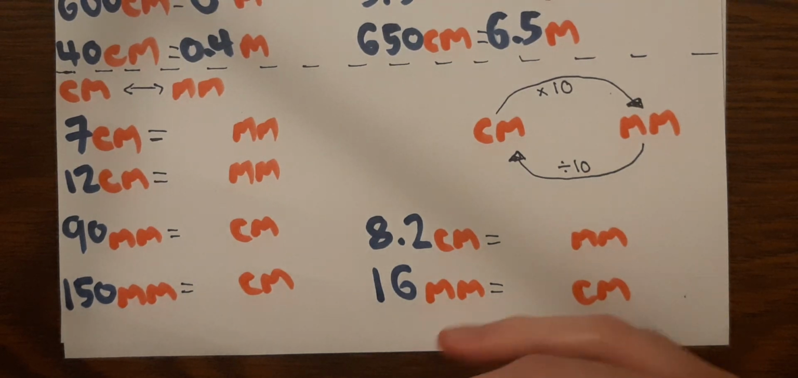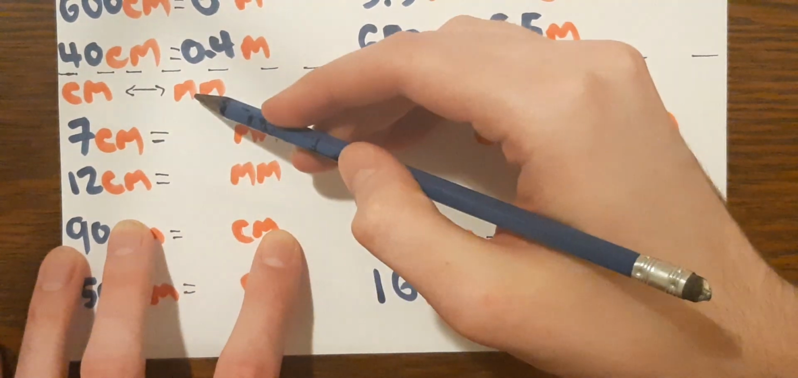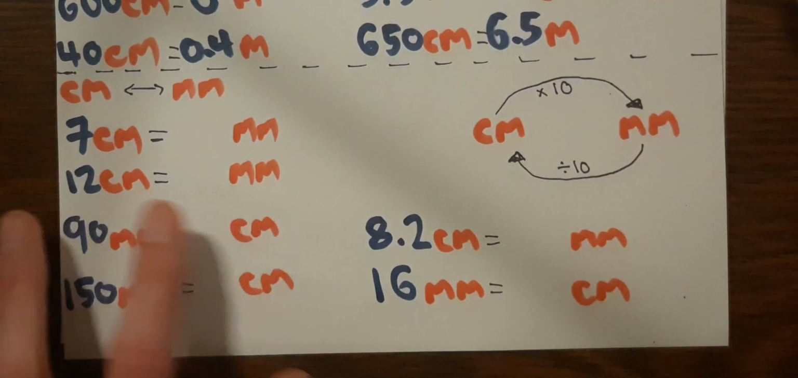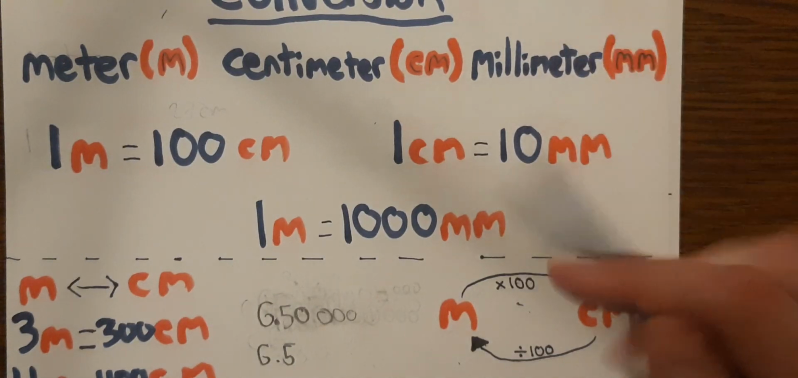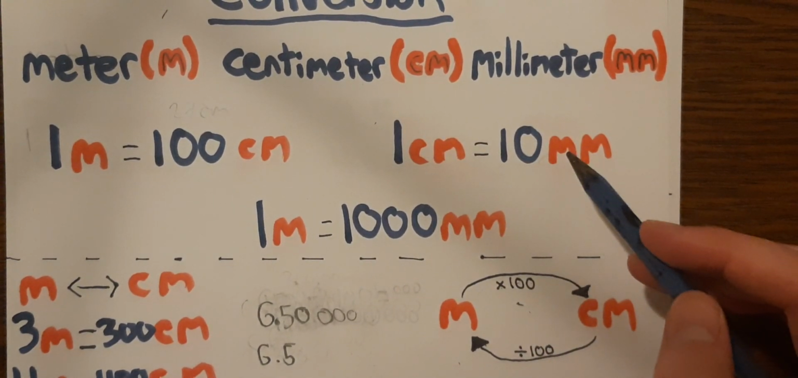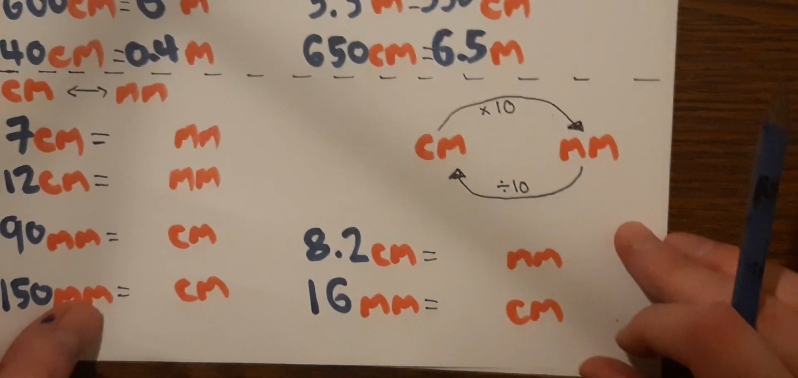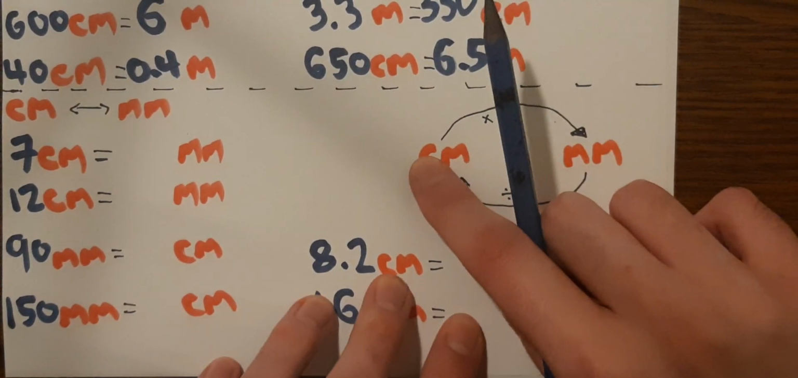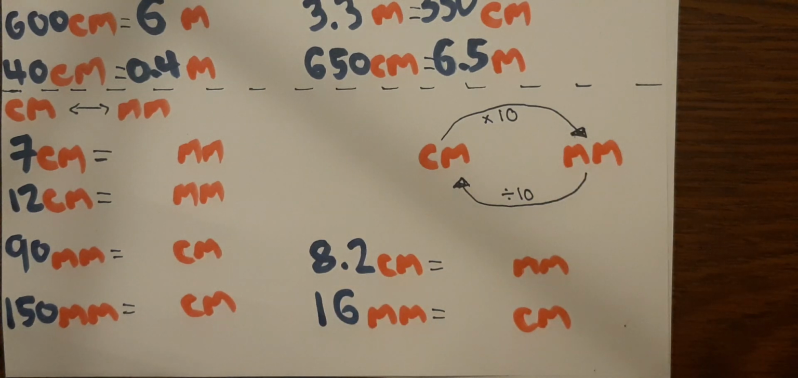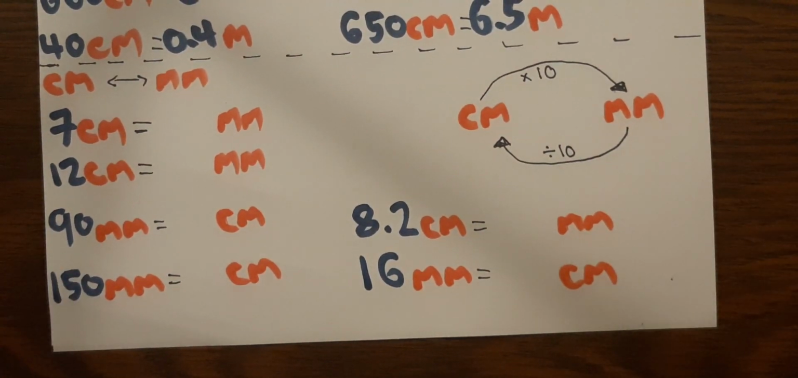So we're done with meters to centimeters and vice versa. Now we're dealing with centimeters and millimeters. Now remember, if we go back to the top, in 1 centimeter, there's 10 millimeters, okay? 1 centimeter, 10 millimeters. So that's why we're dealing with a 10 here. Just thought I would remind us of that.